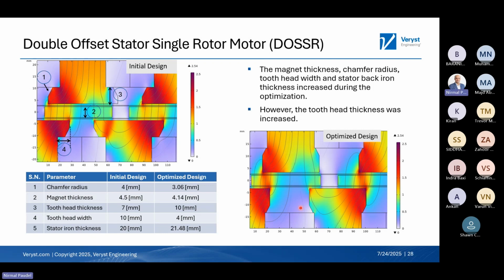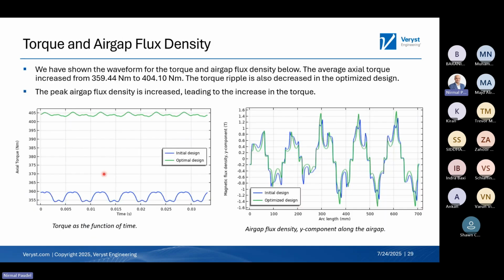So how it compares with the previous one is, we have 360 just by offsetting it, and then now we push that to 404 Newton meter after optimization. If you compare it with the very initial design, it's 280 Newton meter, now going to 404. There's quite an increase in the torque. There's also a decrease in the ripple. The torque ripple here is large, whereas the torque ripple on this one is smaller.